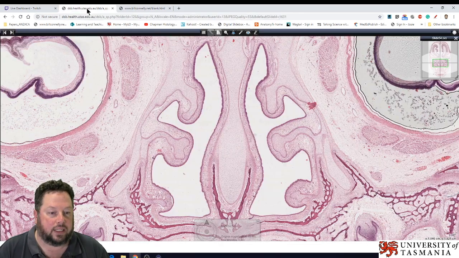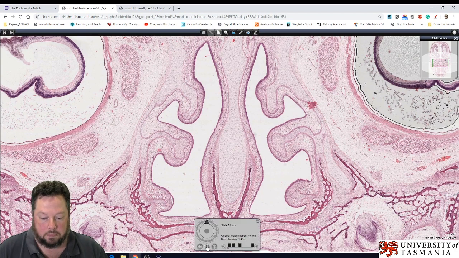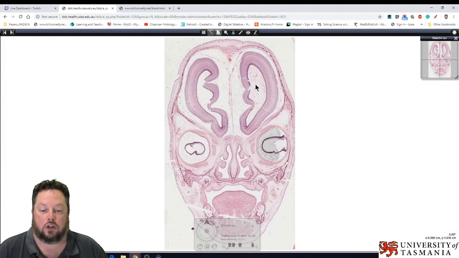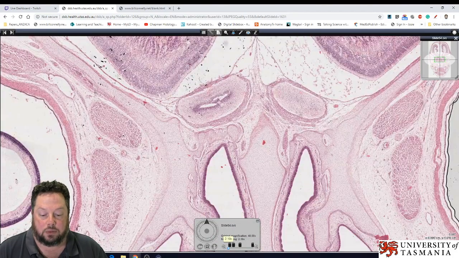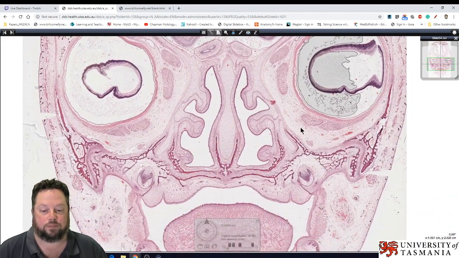Now I've got this slide here. What we're looking at here, I might zoom out a little bit if I can. So this is a section of the head of a fetus. So this is the brain up here. We've got two eyes. This is the nasal cavity. And this is the oral cavity. So we've got a tongue here. We've got the jaw developing. So we're obviously going to be focusing on this structure here, which of course is the nasal cavity.